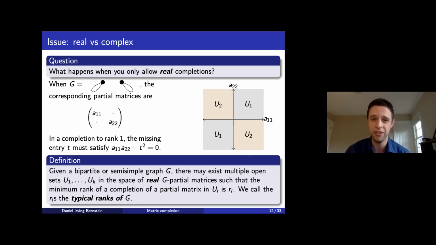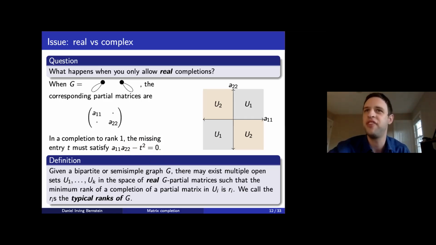When you only allow real completions, things get complicated. So here's just an example to illustrate that, which I guess you foresaw when I was talking about this on the earlier slide. If you observe this pattern, then in a completion to rank 1, the missing entry has to satisfy this polynomial. This is a symmetric setting, so these two entries are the same. This is what the determinant looks like. But now, if A1 and A2 have different signs, then you can't complete this over the reals. This is a negative number. So you can't complete this over the reals.